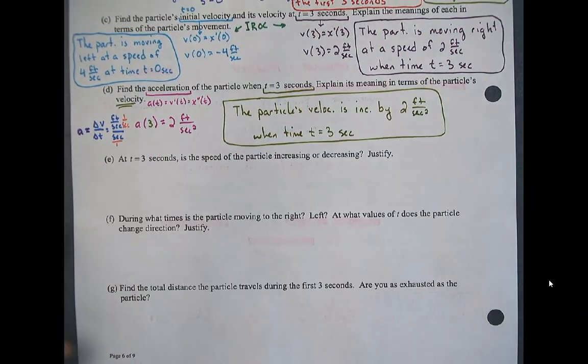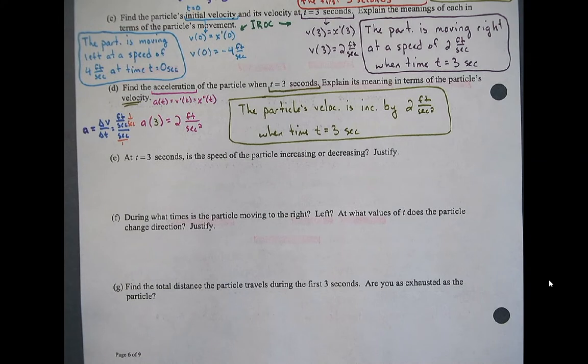Now, if it just said explain, you could have said the particle's acceleration is 2 feet per second squared when time t equals 3. You don't have to talk about the changing, increasing, or decreasing, but it wanted to talk about velocity. Now, it would be really weird if it wanted to talk about position here, because you'd have to say that the change in the particle's position is changing by, because it's the second derivative.